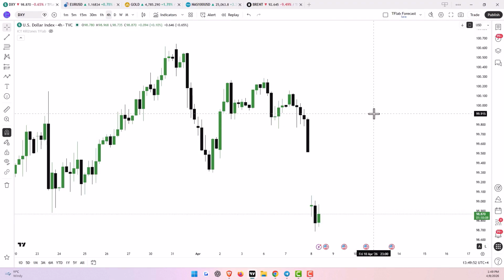By checking the dollar index chart, we can see that in the final hours of the last trading day, we witnessed a drop in this index. And then the dollar index started today's trading with a 0.5% decline.